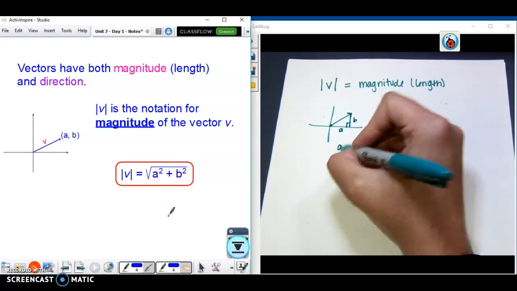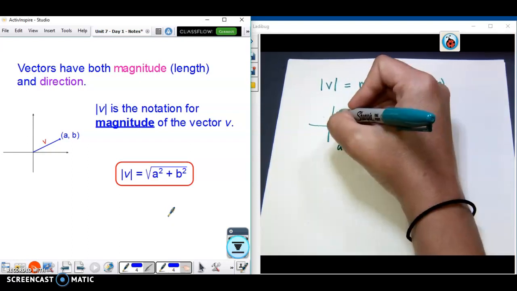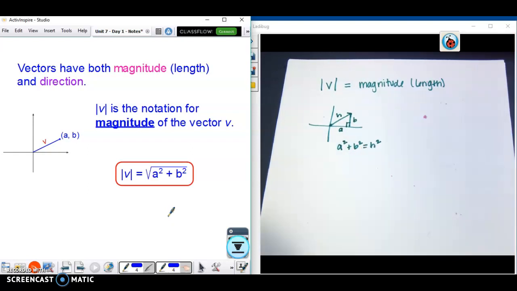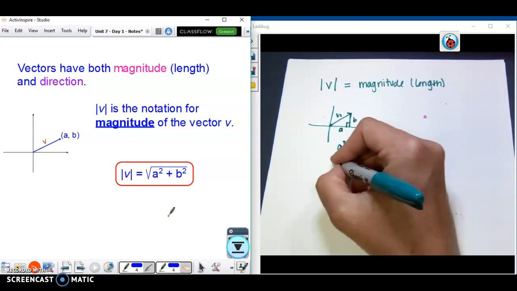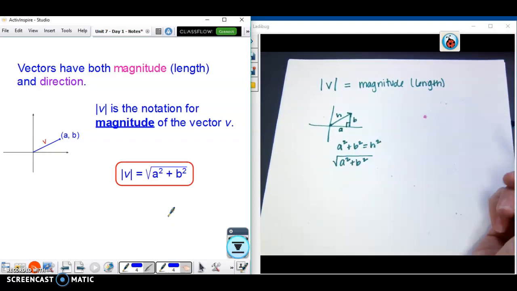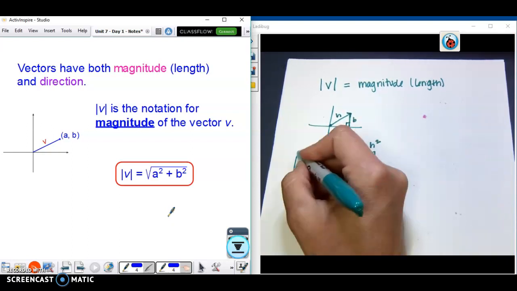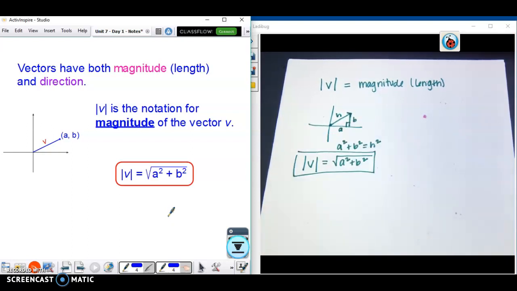So if you were to do the Pythagorean Theorem, A squared plus B squared equals, if I call this H squared, in order to find that H value, you would be taking the square root of A squared plus B squared. So that is the formula for the magnitude of a vector, and that's where it comes from. A vector is just an x-coordinate and a y-coordinate, and if you find the length of that vector, you're essentially just finding the hypotenuse.